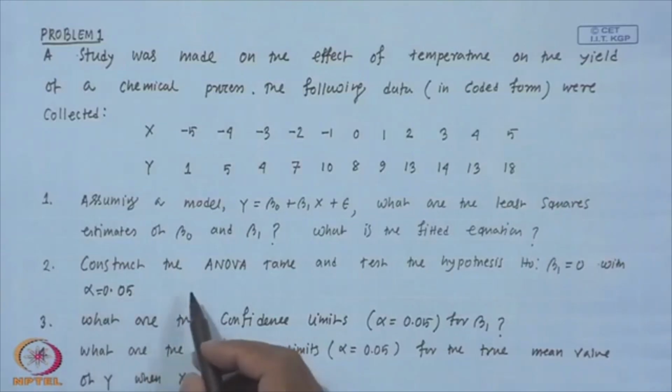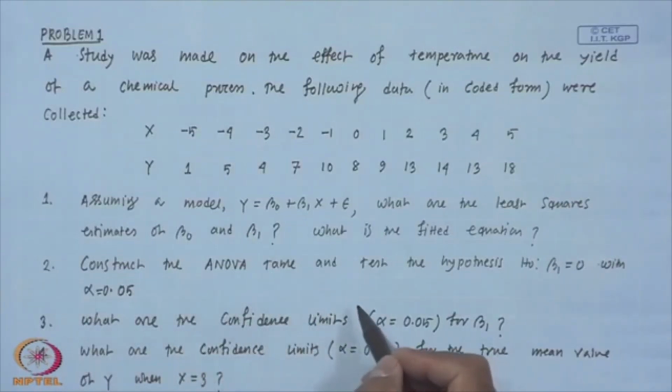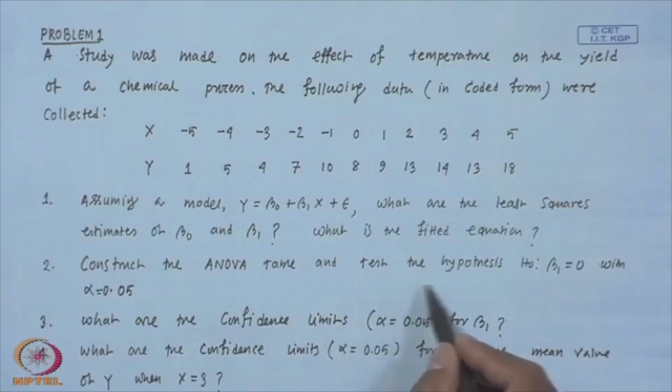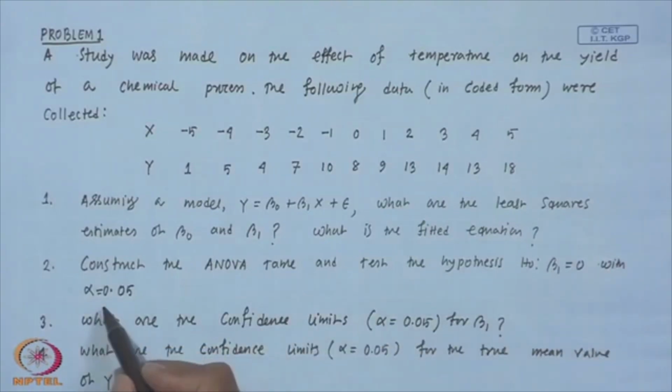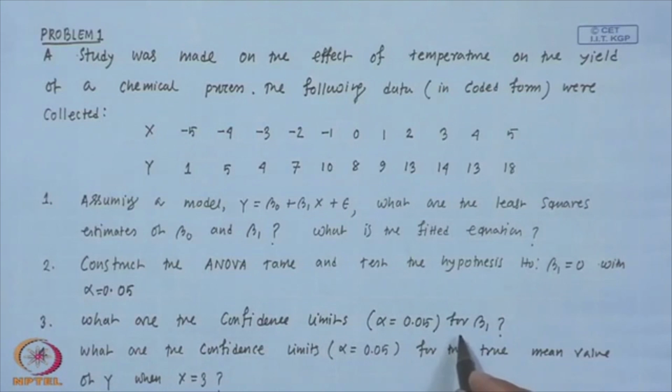And then the second question is, construct the ANOVA table and test the hypothesis that beta 1 equal to 0 with level of significance 0.05, and then what are the confidence limits for beta 1, and the fourth question is what are the confidence limits for the true mean value of y when x equal to 3. Okay. Let me start with the first one.